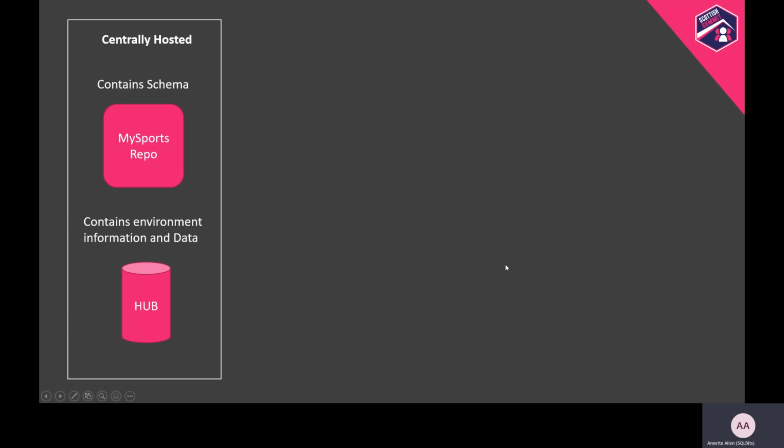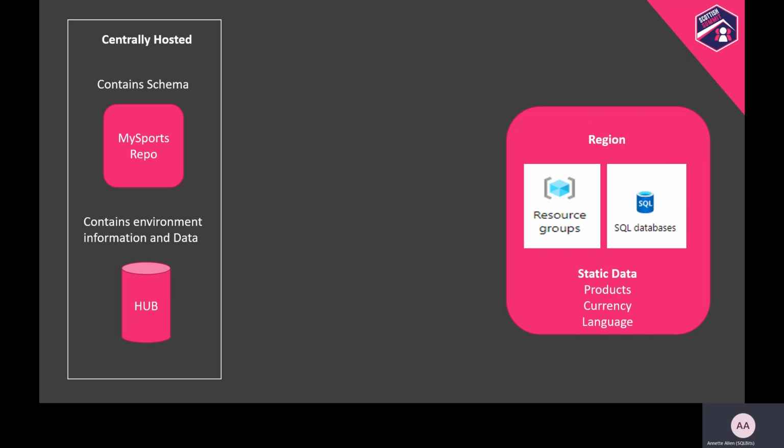So the way I tackled this problem was to have a central database, in my case called Hub, which contained the environment information and the static data that needed to be deployed. I also had my sports database, which was the database I wanted to deploy. I stored that in my repo, and that needed to stay in sync. That contained all the schema information relating to the database I was building. From there, I needed to build a resource group and the SQL database.